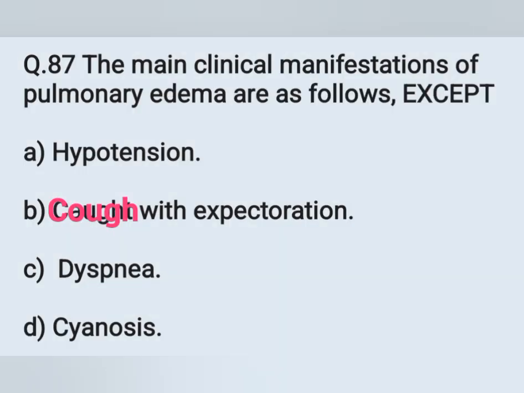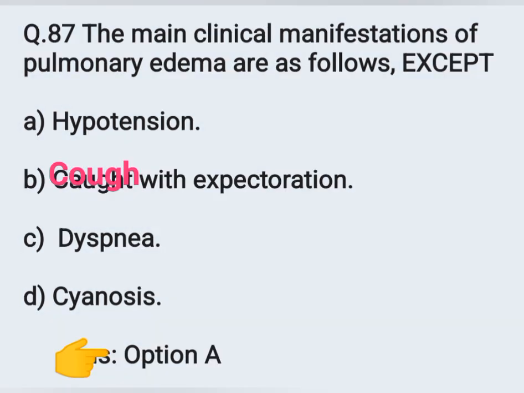And the next question, number 87. The main clinical manifestations of pulmonary edema are as follows, except. Options: option A, hypotension. Option B, cough with expectoration. Option C, dyspnea. Option D, cyanosis. Our question is, which one is not a main clinical manifestation of pulmonary edema? It is hypotension. Option A is the correct answer.